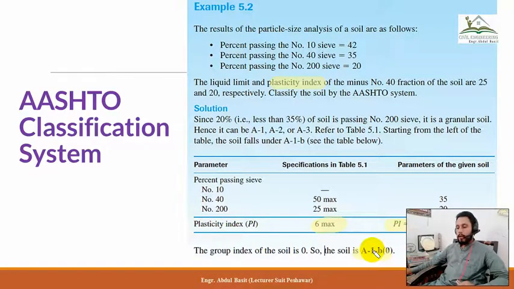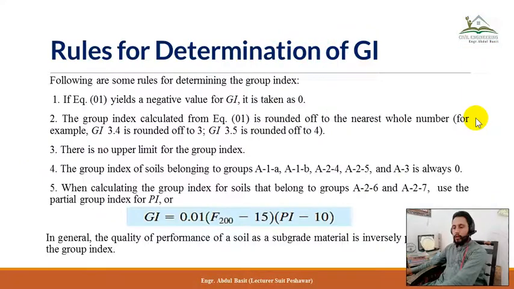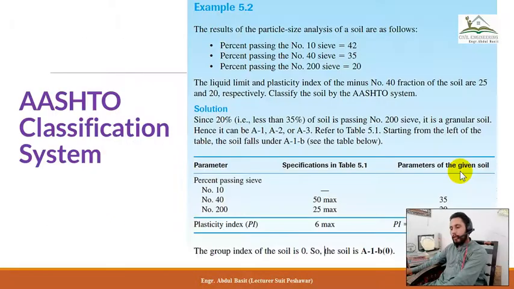Now coming back to the rules for the group index. Here it is A1A and A1B. Whenever your soil is from the A1A or A1B group, the group index will always be 0. So you will write it here, that it is equal to 0.